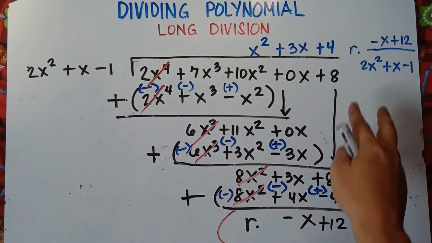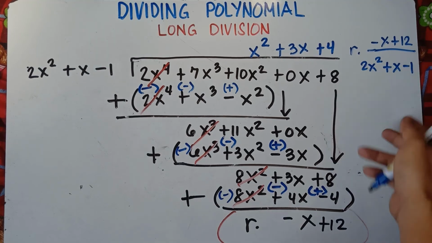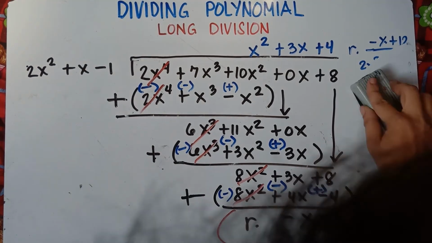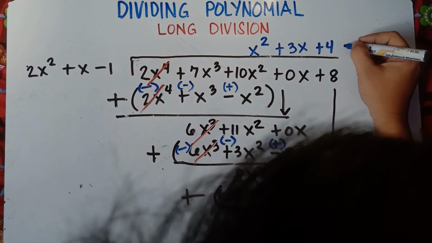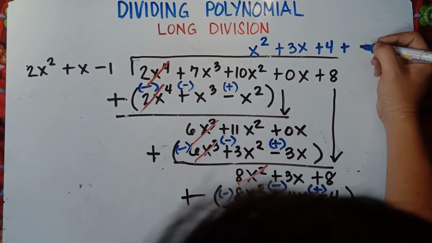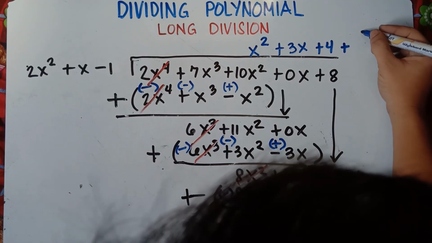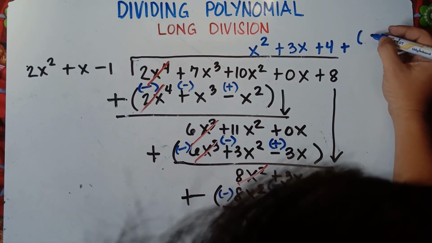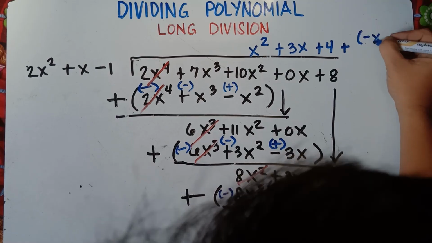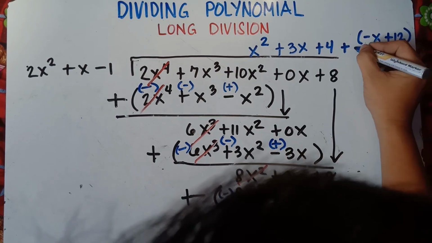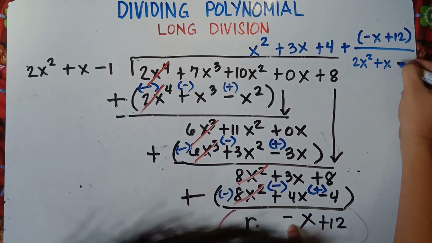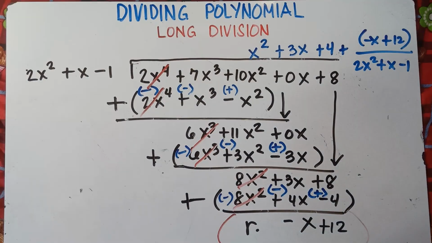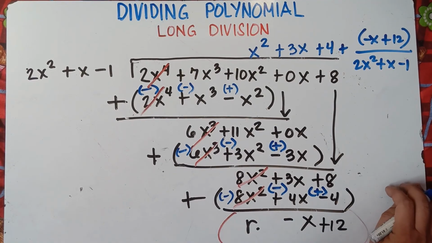Or there are some teachers, you pause the video, class, I will be erasing this part. There are some teachers that they will write it in this way. Plus the remainder, class. Plus this one, I will just put parentheses, class, because this is negative, minus x plus 12 over this one, 2x squared plus x minus 1. Alright, so that's it, class. That's how you divide the polynomials using long division.